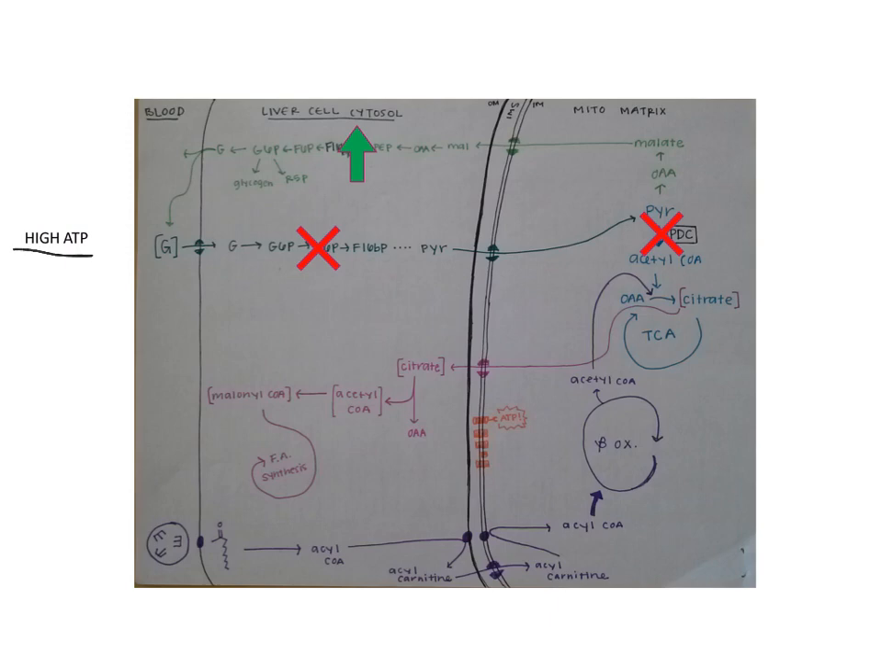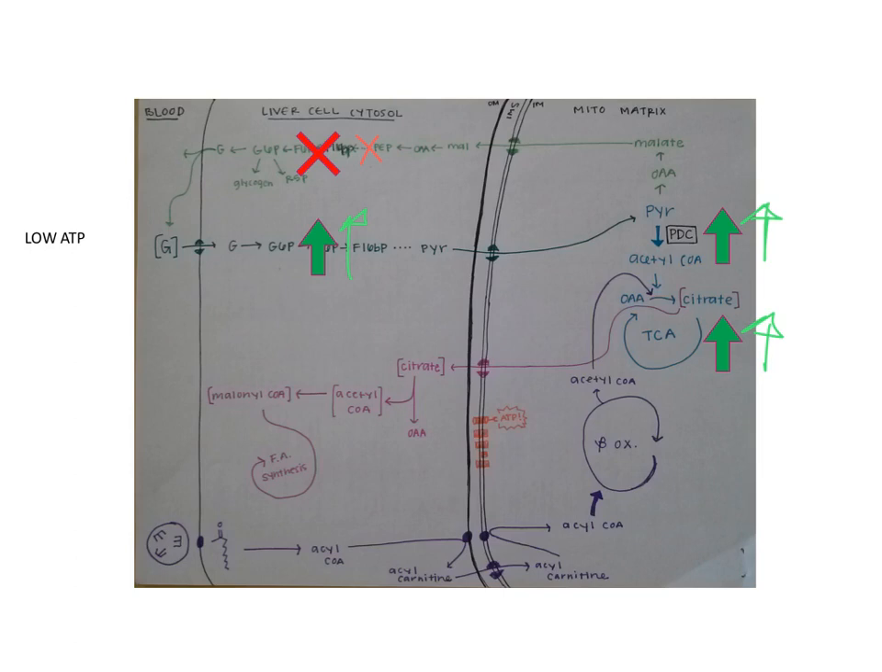Okay, so the first one we have here is high ATP, and you'll notice that high ATP shuts down glycolysis. This is just a very broad overview. It shuts down glycolysis, shuts down the PDC, and it upregulates gluconeogenesis. Whereas low ATP, you can see, upregulates PDC, upregulates TCA, upregulates glycolysis, and then downregulates gluconeogenesis.